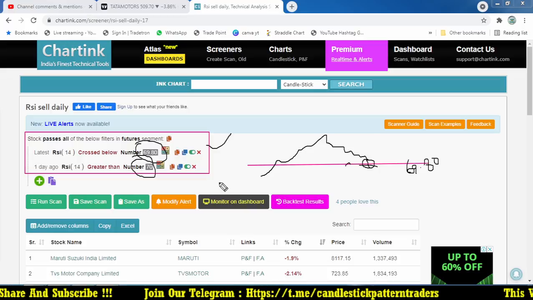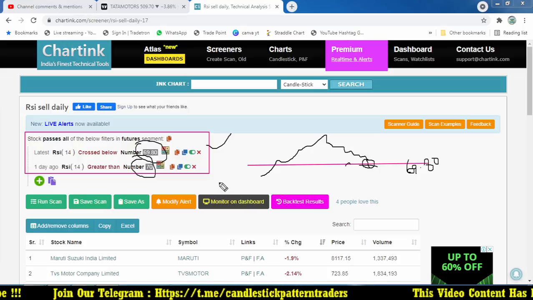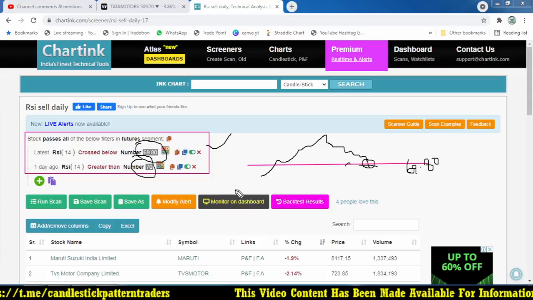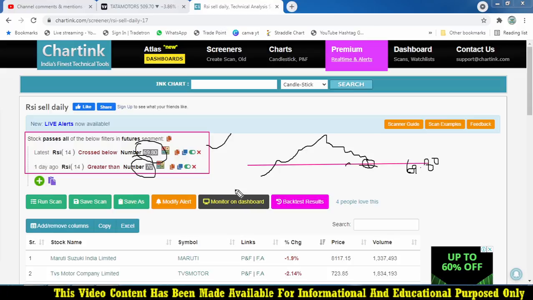That alert I have already linked to my Telegram channel, so you will be getting it in real time. I will be posting what are the stocks which are present based on the scanner that I have provided.